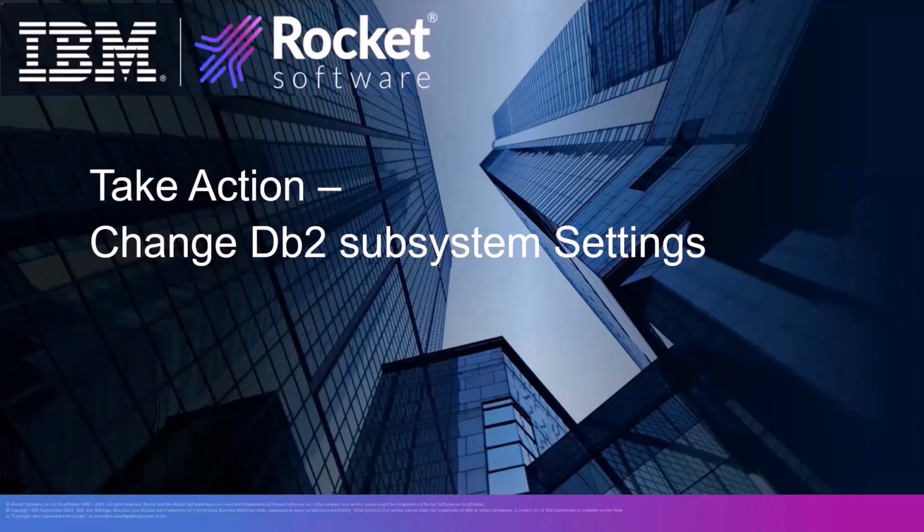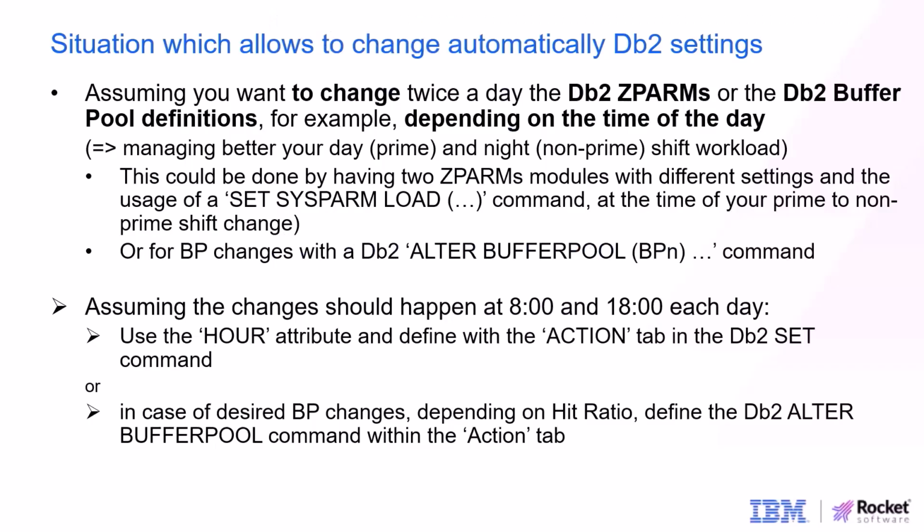With this next situation take action demo, I will show how to manage the change of any Db2 subsystem settings. For example, you want to change within your Db2 CPARM specific settings depending on your daily workload. For example, workload running in your prime shift during the day and others running in the night, the non-prime shift. This approach could also be used, for example, to change buffer pool settings with its sizes and thresholds depending on different buffer pool usage. Assuming we want to change the CPARMs at 8 o'clock in the morning and at 6 o'clock for the night shift.